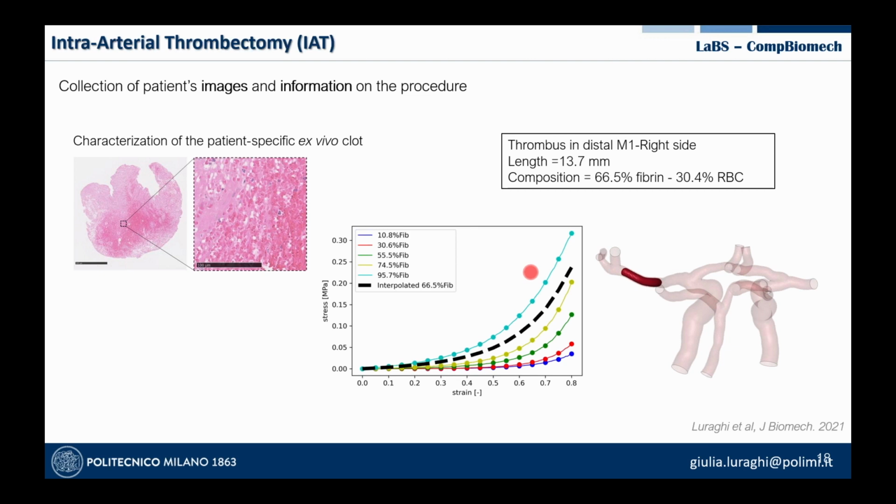So we also, in collaboration with Erasmus Hospital in the Netherlands, tested different clots ex vivo with compression tests. And so we can extrapolate the stress-strain behavior of the clot by interpolating with the specific composition that we need.